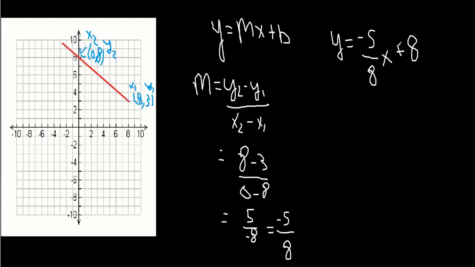That's going to be our equation for the line on this graph. So now we're going to be finding the equation of this straight line on the graph. So we have to use our equation y equals mx plus b, and first we have to find m, which is our slope.